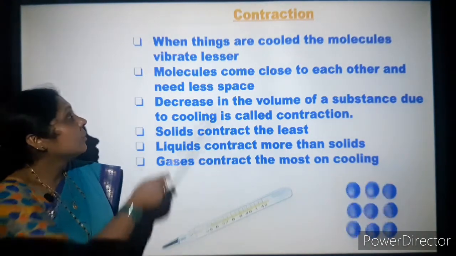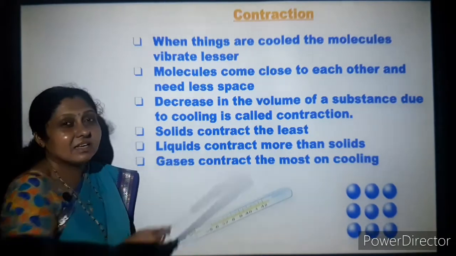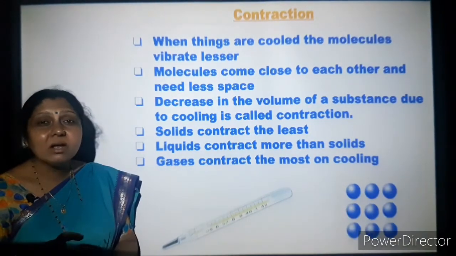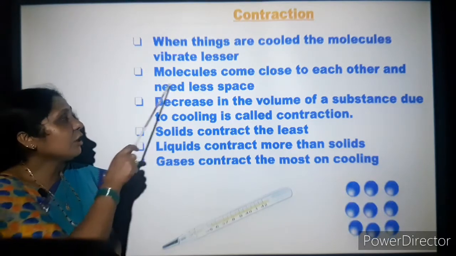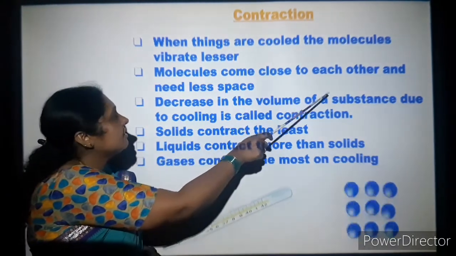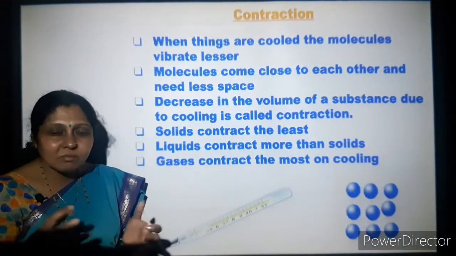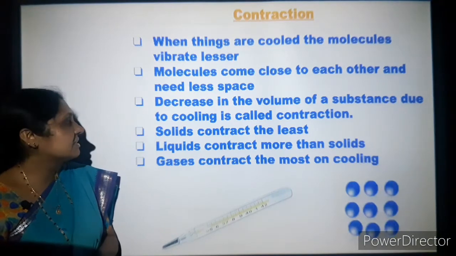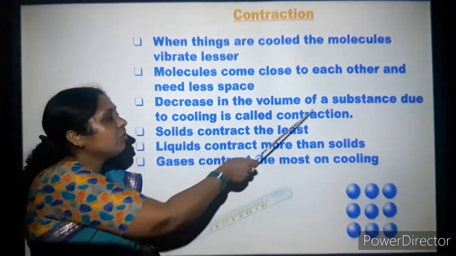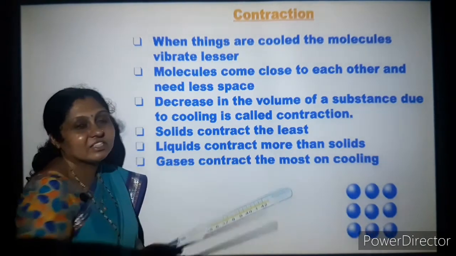Contraction. When things are cooled, the molecules vibrate lesser. Molecules come close to each other and need less space. Decrease in the volume of a substance due to cooling is called contraction.